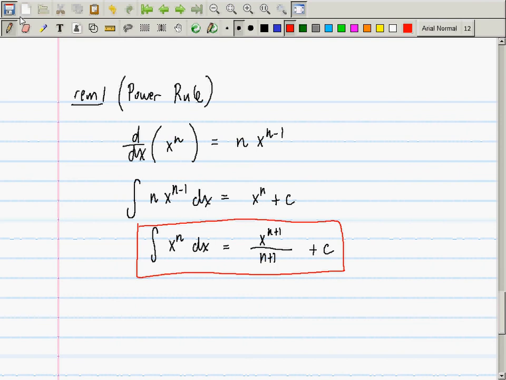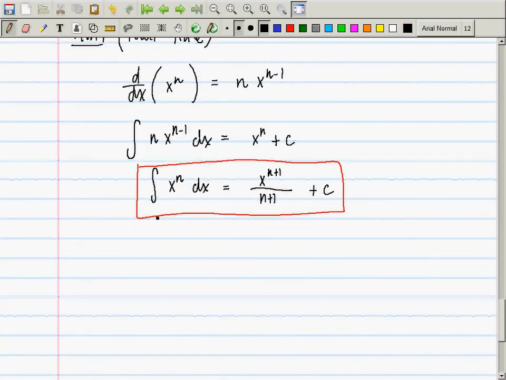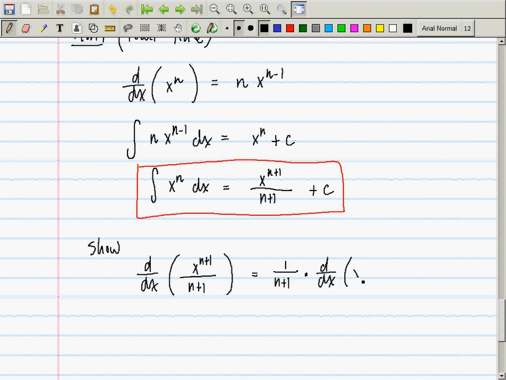Let's verify that this is in fact the case. The way we have defined antiderivatives, to show that this statement I've boxed in red is a fact, we need to differentiate the right-hand side and verify that we obtain the integrand on the left-hand side. Specifically, we need to differentiate x to the n plus 1 over n plus 1. Division by n plus 1 is a constant multiplier that I can factor out, so that's 1 over n plus 1 multiplied by the derivative of x to the n plus 1.